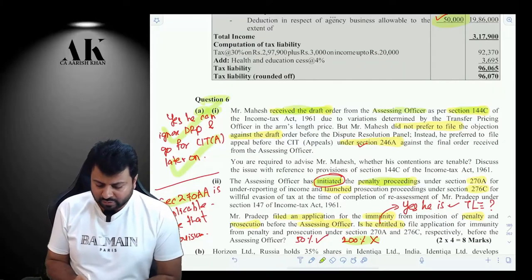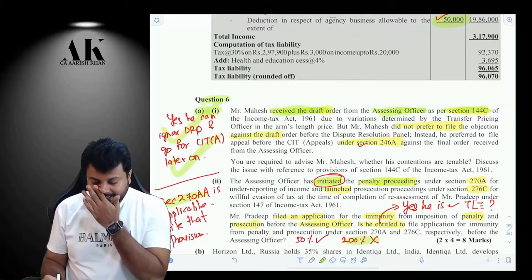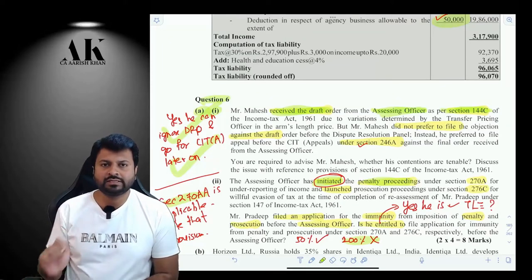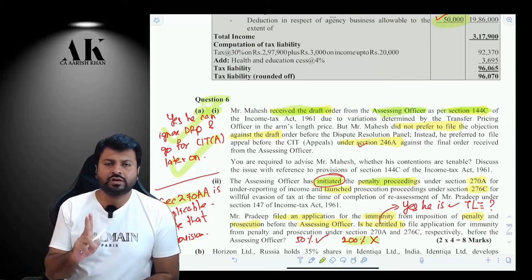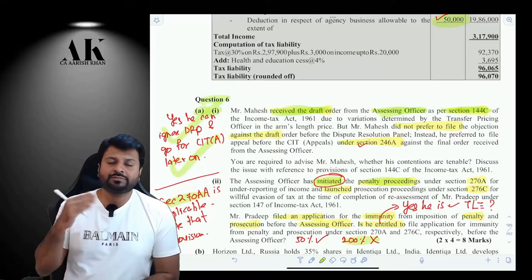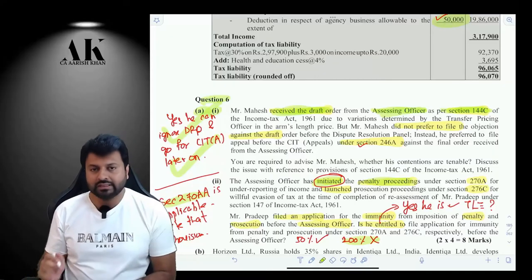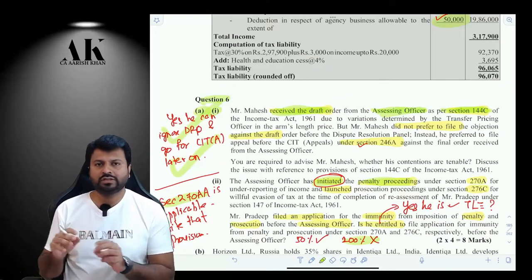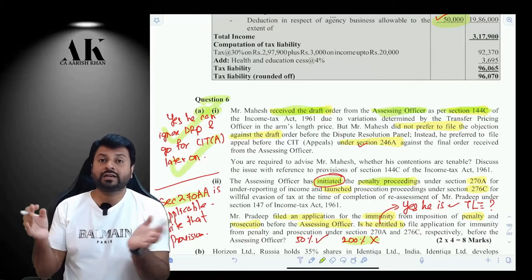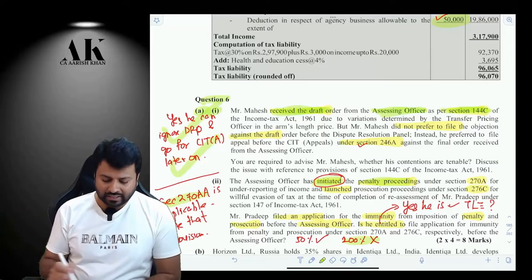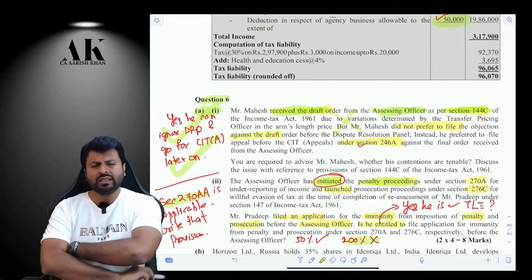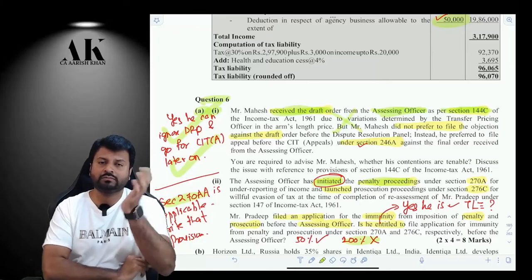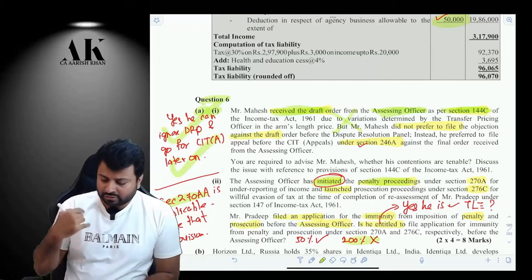There was an assessee who received a draft order from the assessing officer as per 144C. 144C is applicable to eligible assessees who are either foreign companies or non-residents, or in whose case the TPO has passed a prejudicial order. So in that case, the assessing officer has to give a draft order. After the draft order is received, the assessee has two options: either to accept the draft order or to object to the draft order before the dispute resolution panel. Now the assessee does not want to object. The assessee is saying, I don't want to object, I want to directly appeal to the CIT(A) later on. He can do so. Nobody can stop him. So that's what the question is.